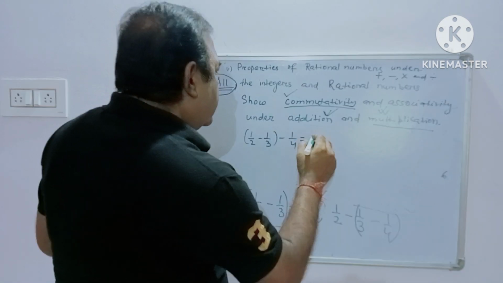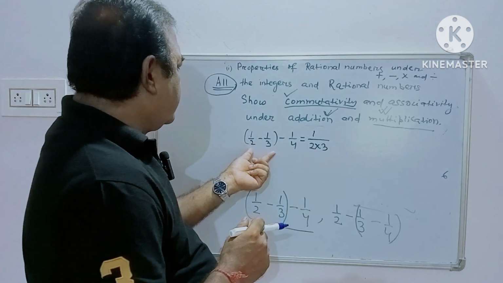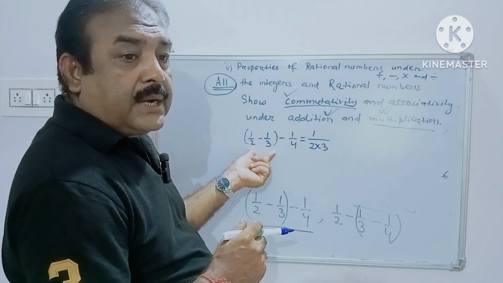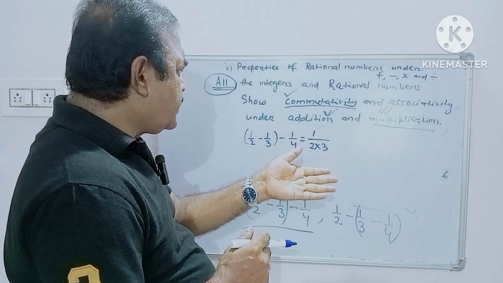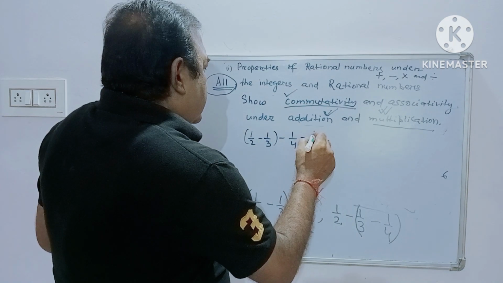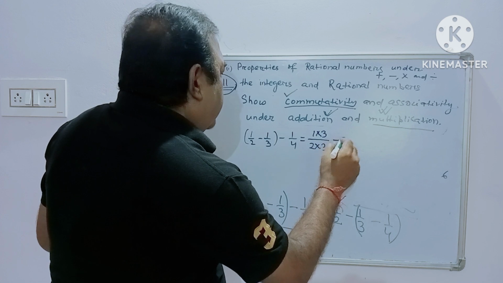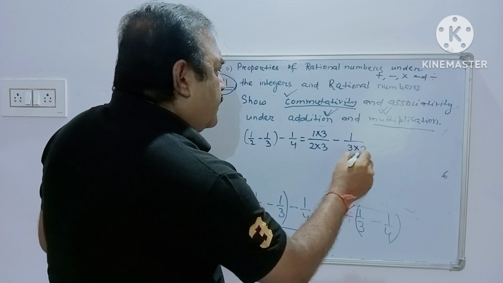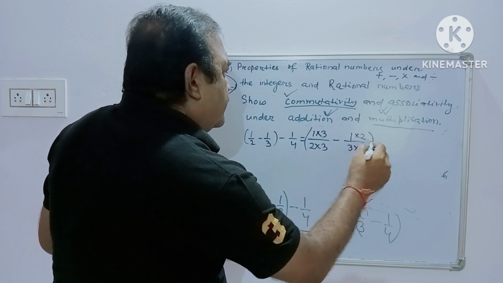So what you will do here? 1 upon 2 into 3, because we have to make the denominator same. Otherwise we cannot add or we cannot subtract. You know, like fractions. So just in that pattern you do. So into 3 minus 1 upon 3, we have to convert into 6, so we have to multiply by 2, then by 2, then give the bracket, minus 1 by 2.